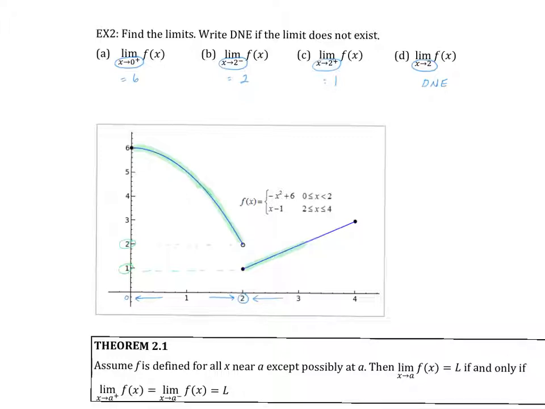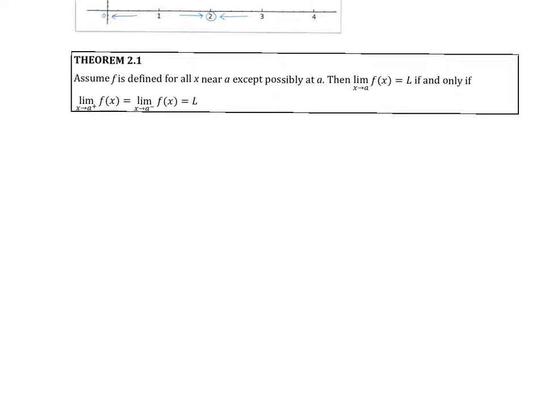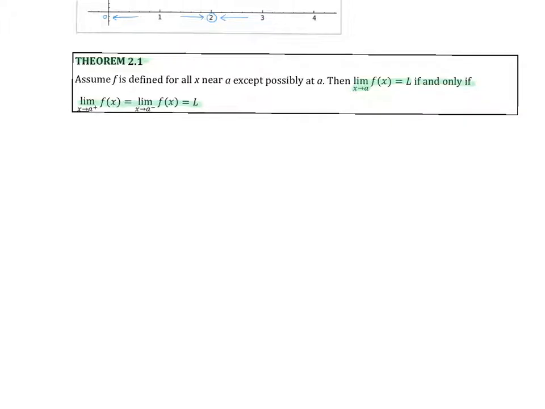So that brings us to theorem 2.1. In theorem 2.1, it says to assume f is defined for all x near a except possibly at a. So this is the important part: the limit as x approaches a of our function is equal to L if and only if, as we come in from the right and the left, we approach the same number L. So again, the limit exists if coming in from the left and the right we get the same number.